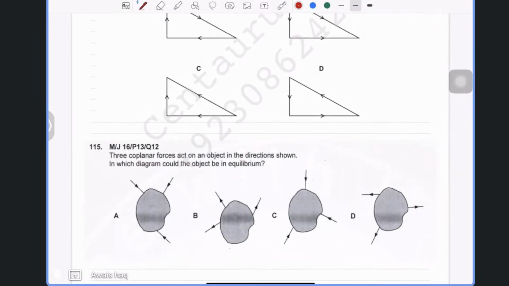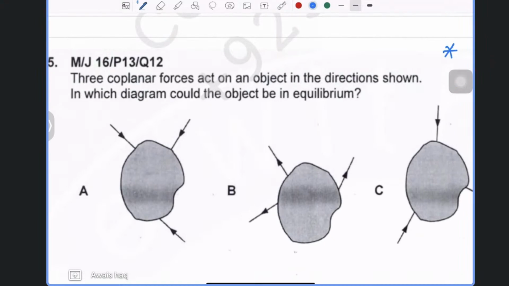Now in a case if you want to check which diagram is in equilibrium, the only rule for this is that all the lines of action must meet at one point. And that is how you will be able to check. For example, in this one, I have to use a ruler. In the actual exam, I would use a ruler. But right now, I'm just going to make a straight line.